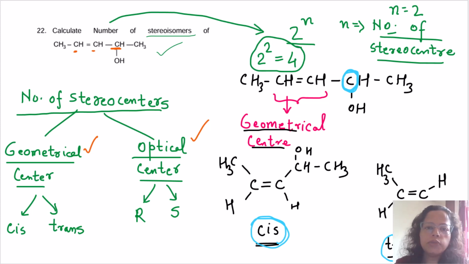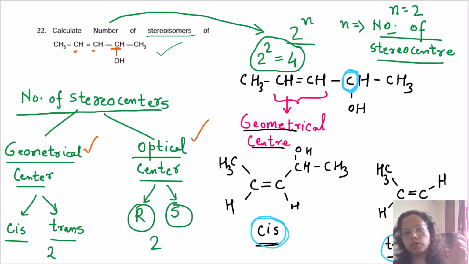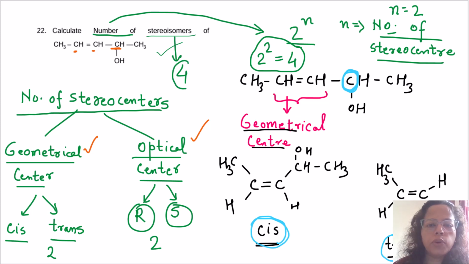Since we have a very small number of stereo centers, n equal to 2, even if you do not apply this formula, you can count it mechanically also. The geometrical center gives two stereoisomers, cis and trans. The optical center gives two enantiomers, R and S. So that means 2 here and 2 here, that is 2 plus 2, 4. So we have 4 stereoisomers for this particular compound. That is also another simple method. So the answer to this question is that the number of stereoisomers is equal to 4.